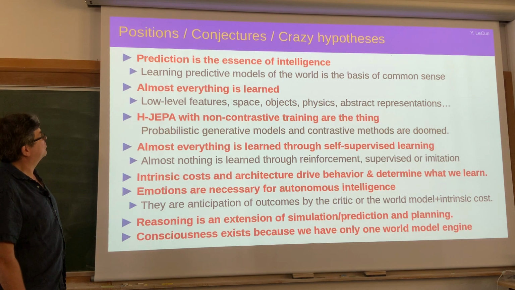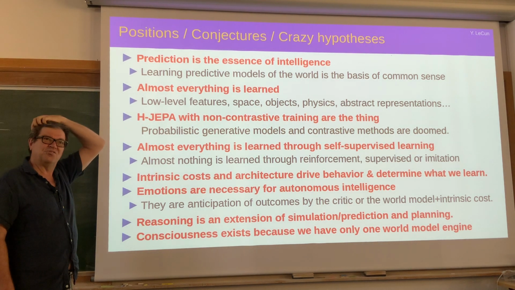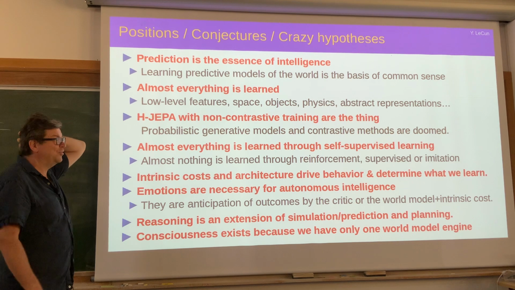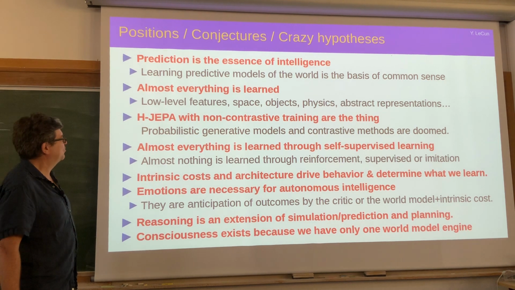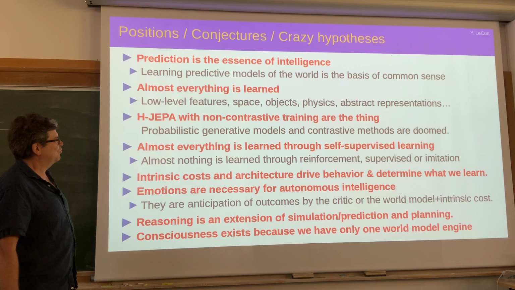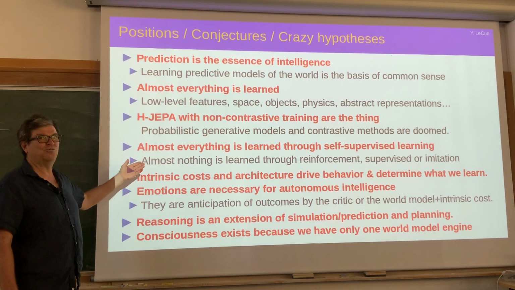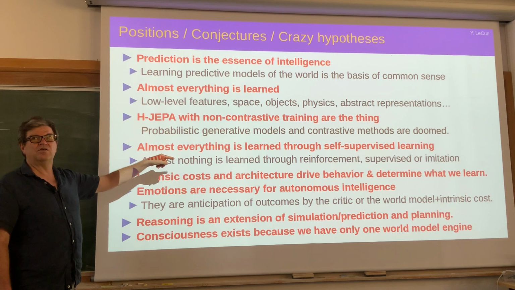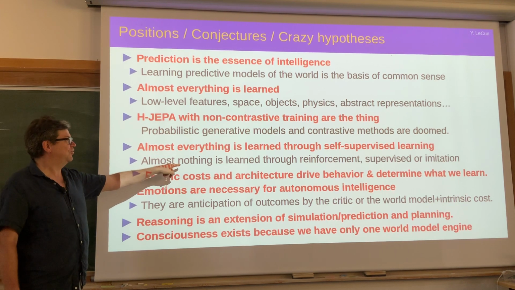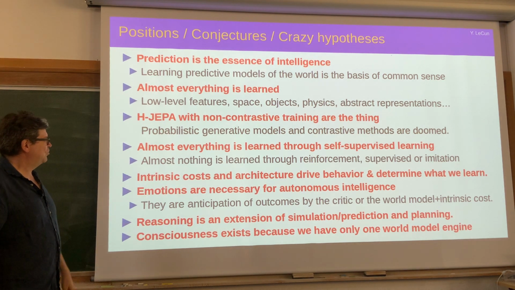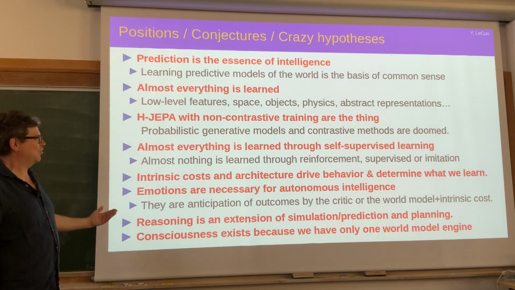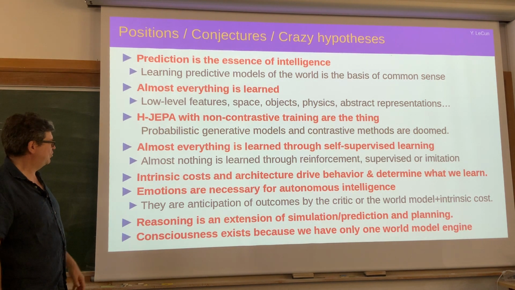And that's it. So prediction is the essence of intelligence, really, as physicists or engineers or people who write models of stuff. That's pretty obvious to us. Almost everything is learned. Hierarchical planning with non-contrastive training is probably the thing that we should try to make work. Almost everything is run through self-supervised learning. Almost nothing is run through reinforcement or supervised learning because this is expensive. You have to take actions in the world that can kill you, so you don't want to do this. Or you need teachers. They're expensive. Intrinsic cost and the architecture drive behavior and determine what is done by the agent.